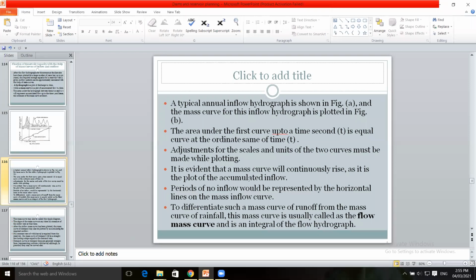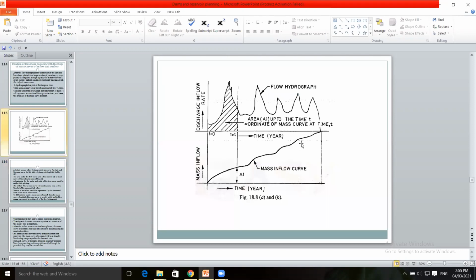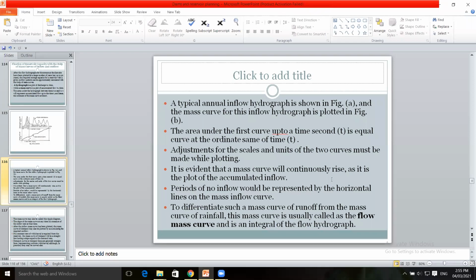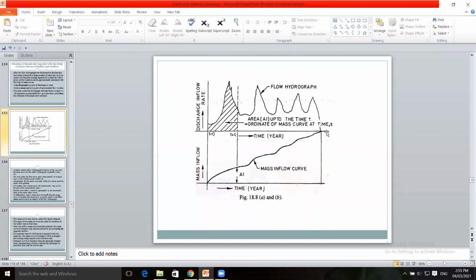So from this graph, we can see that the mass curve will continuously rise. The mass curve is continuously rising, it does not decrease. From 0 onwards, the mass inflow curve is rising. It is not decreasing. So periods of no inflow would be represented by horizontal lines on the mass inflow curve. When there is no inflow, the curve is a horizontal line. When there is inflow, the curve will be rising.